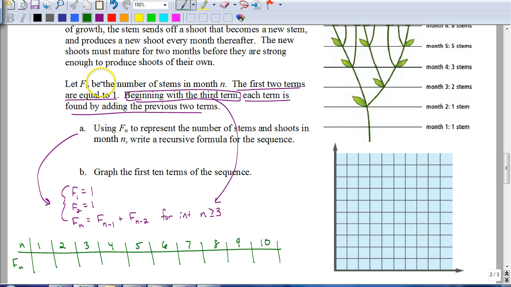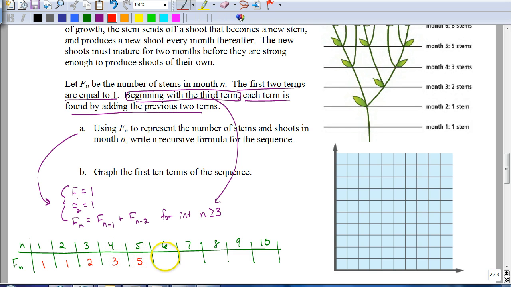Okay, we already know what the first term is. The first term is going to be 1, and the second term is going to be 1. So this is telling me that to find the next term in the sequence, you add the 2 previous terms together. So 1 plus 1 would be 2. So to find the fourth term, I would add the 2 previous ones, just the 2 previous ones. 1 plus 2 is 3. So to find the fifth term, we add the 2 previous terms. 2 plus 3 is 5.